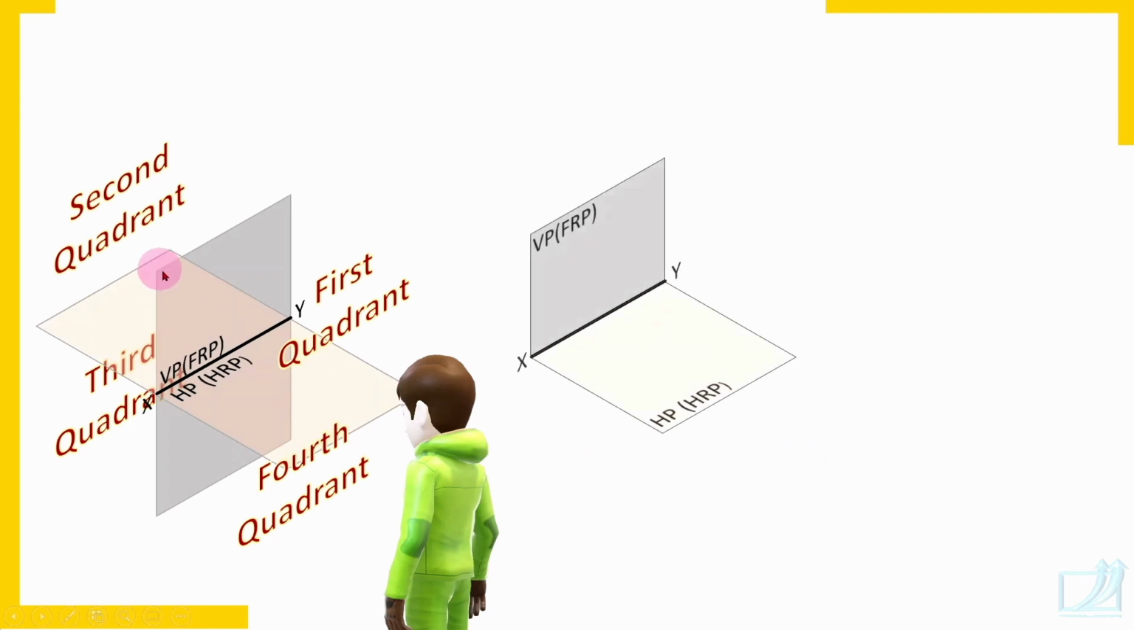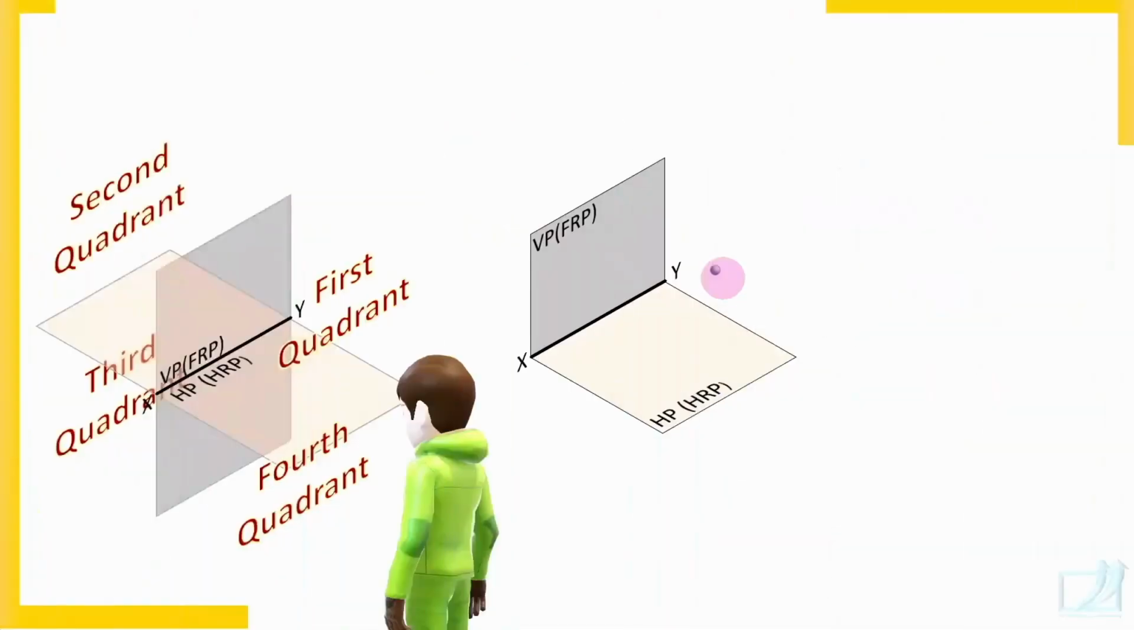Now let's focus on only the first quadrant. Here is a point. Of course, a point is an infinitesimally small object, but in this diagram, I have exaggerated its size just to make you visualize the point in the first quadrant. Let's label that point as point A. So we'll say that point A is in the first quadrant. What does that mean? It is in front of VP and above HP. So it is 40 millimeters in front of VP and 30 millimeters above HP.